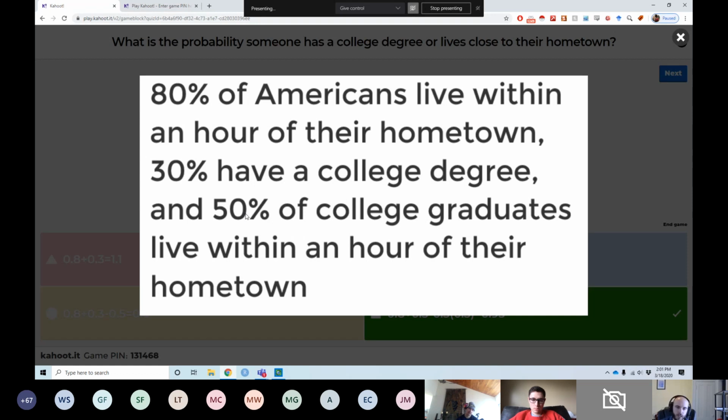If I just said that 15% have both a college degree and live close to home, that's another way you can find your joint probability. So I either have to give you one of those three: that they're independent, I give you the joint probability, or I give you the conditional probability. If you have one of those three and the right marginal probabilities, you can find the conditionals and you can find the joint probabilities with only needing a marginal and one of the other.